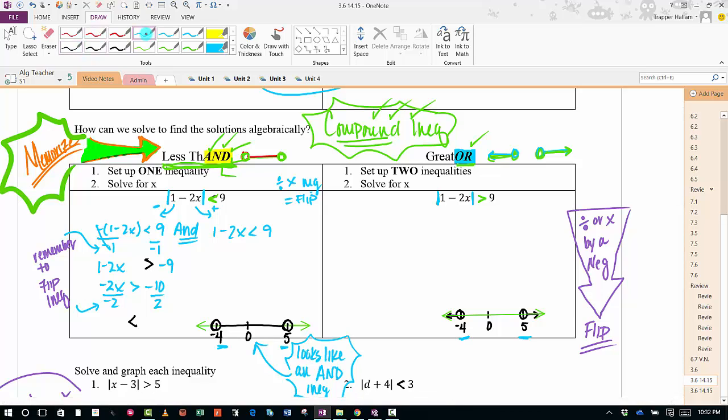Okay. So now that I got it flipped back, those reduce to 1, leaving x on the left, and -10 divided by 2 is -5. So there's the first part.